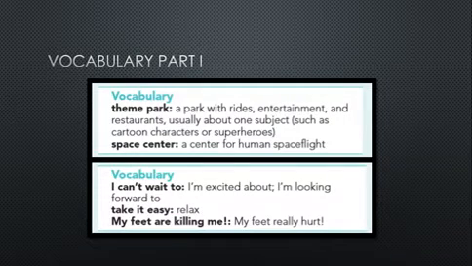In the vocabulary part 1, you have, for example, those 5 concepts or meanings: theme park, space centers, and expressions like I can't wait to, take it easy, my feet are killing me. Those expressions are not polite, they are informal, colloquial.